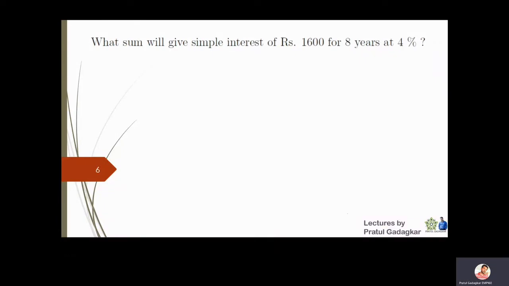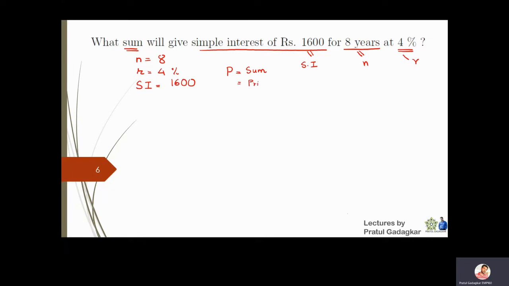So we want to find what is the sum if the simple interest is rupees 1600 for 8 years, so n is 8 here, at 4% rate. So if I write this, simple interest is 1600, the number of years is given to be 8, the rate is given to be 4%, and what we want to find is the principal P, which is also called the sum. So sum is also referred to as principal.